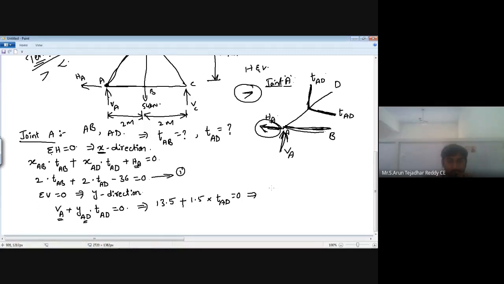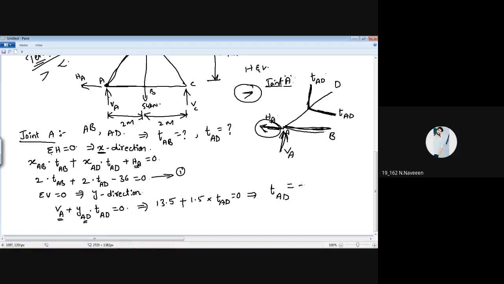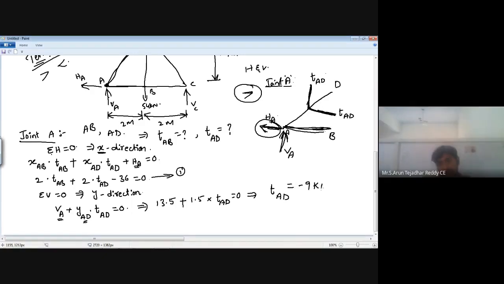All of you open your calculators, then enter these values, then you will get the TAD value. What is the value of TAD? That is minus 9. What are the units here? Tension coefficient. Here 13.5 is the kilonewton, 1.5 is the meter. Kilonewton per meter.